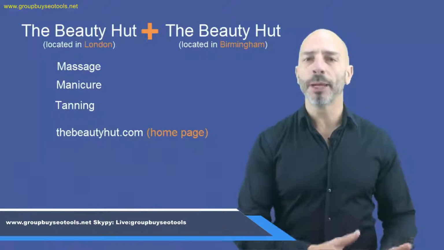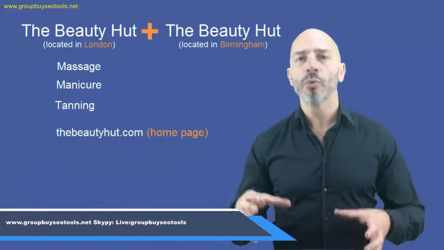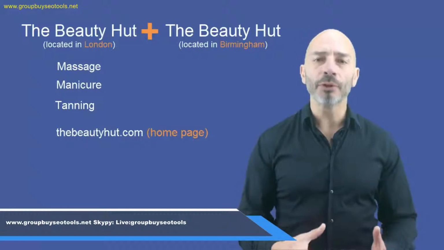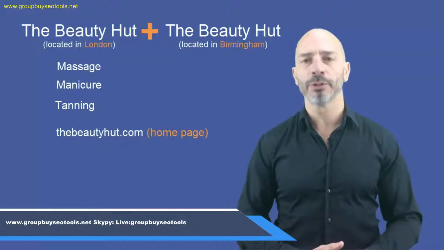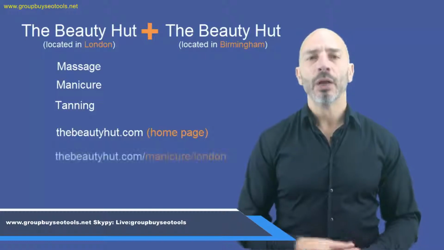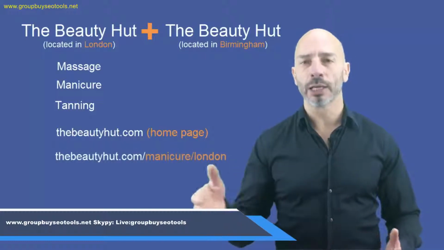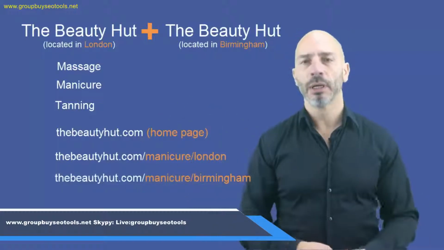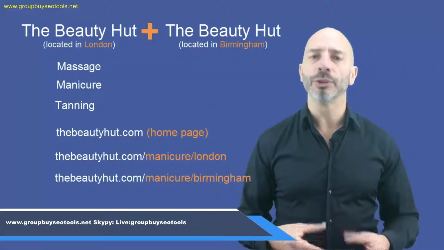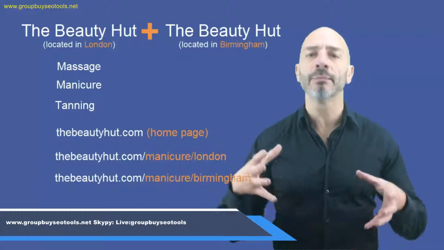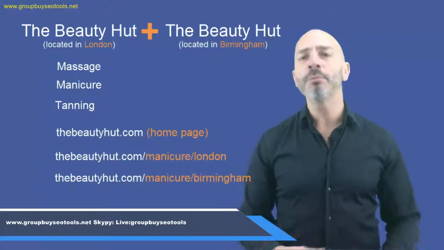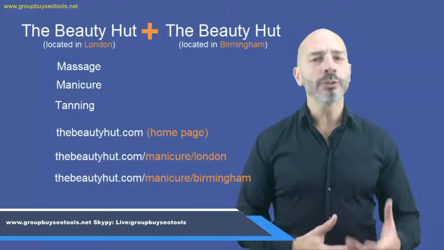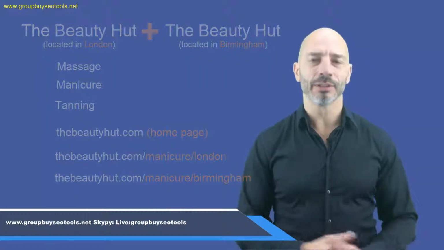Alternatively, you can structure your pages so that each service page will have a location subpage. You could create a London manicure page and a Birmingham manicure page, and it would look like this: thebeautyhut.com/manicure/London, thebeautyhut.com/manicure/Birmingham, and so on. The only problem with this solution is that there is a risk of writing the same content for both pages and being penalized by Google, as it wouldn't like it. It's an old-school approach and less efficient.